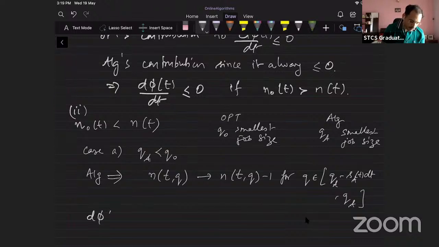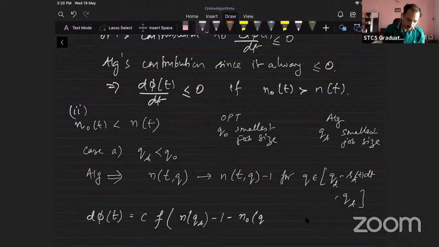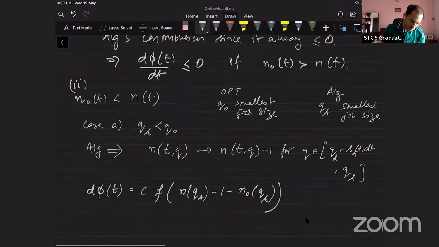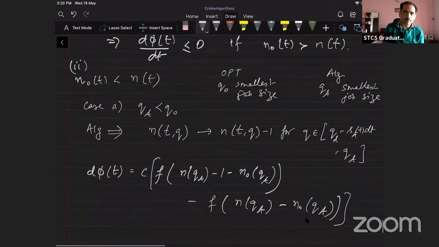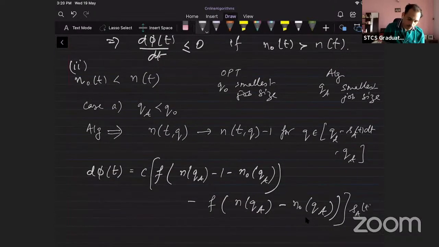So the algorithm's contribution is d phi equal to C times f of n of QA minus n0 of QA minus f of n of QA minus 1 minus n0 of QA, times SA(t) dt. I'm dropping the t here so that I don't have to worry about it. Does everybody see why this is correct?